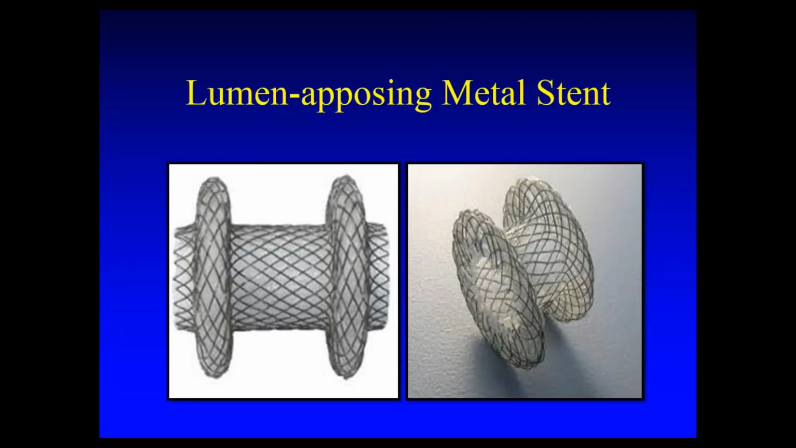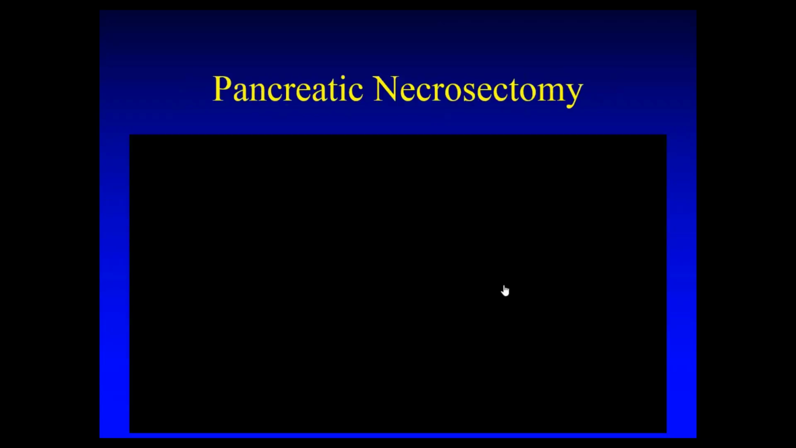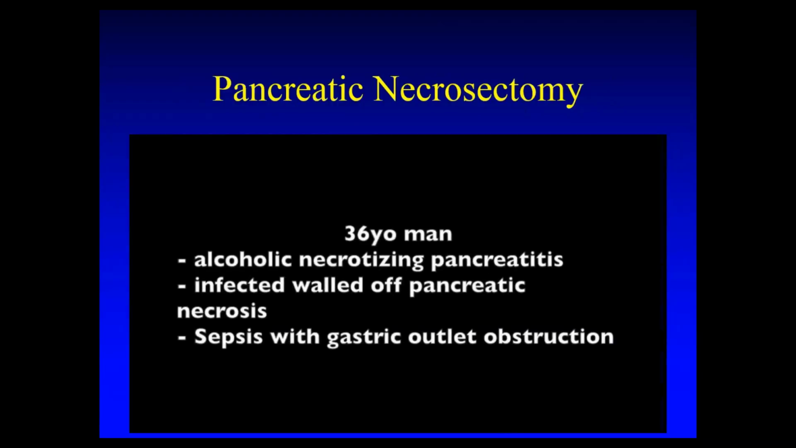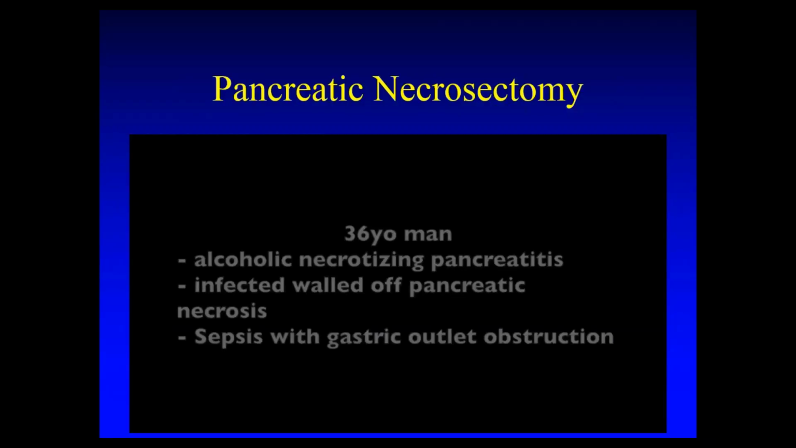This lumen-apposing metal stent came out probably 2 years ago, and the design of this stent is really ideal to drain pancreatic pseudocysts or performing therapeutic procedures such as necrosectomy. Because it does have a lumen of 1.5 centimeter, it allows you to drive a scope through this stent to do things like a necrosectomy. Just want to show you a video of a young patient who presented with alcoholic necrotizing pancreatitis that evolved into an area of walled-off necrosis.